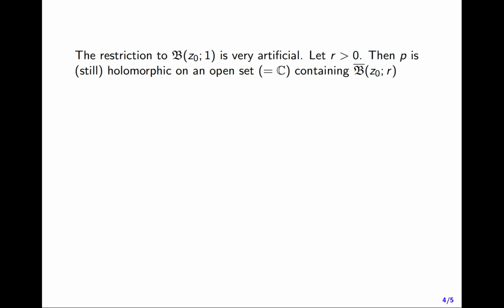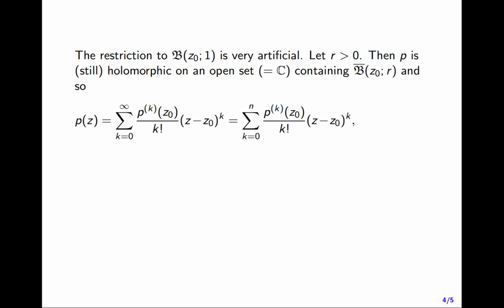This open set, of course, is the complex plane. And why is this sentence true? Because p is entire. P is differentiable on the whole plane. So what does this mean? We still have the power series representation p of z equals the sum from k equals 0 to infinity of the kth derivative of p at z0 divided by k factorial times z minus z0 to the k for z in the ball of radius r centered at z0. And once again, this power series representation just collapses to the finite sum from k equals 0 to n, because for higher derivatives, k equals n plus 1, n plus 2, and so on, the kth derivative is going to be 0.